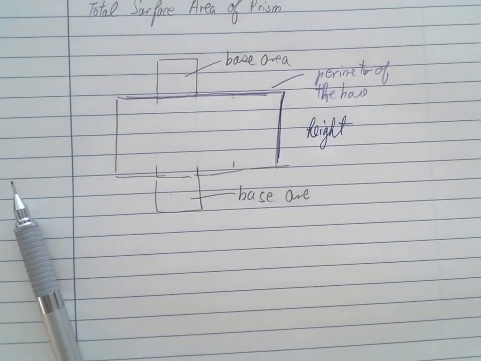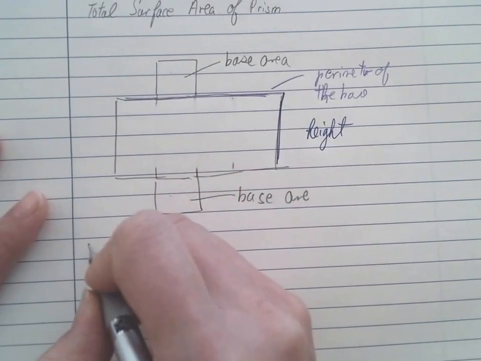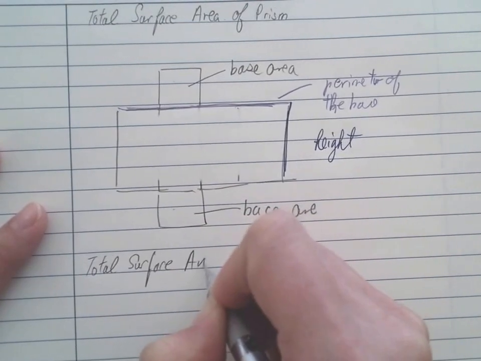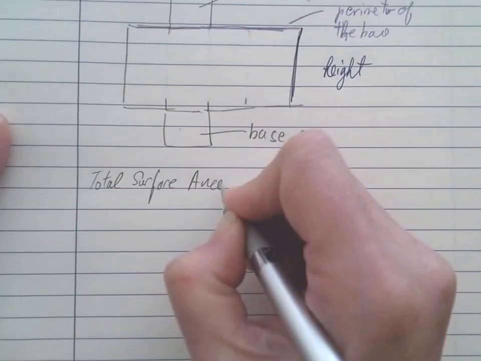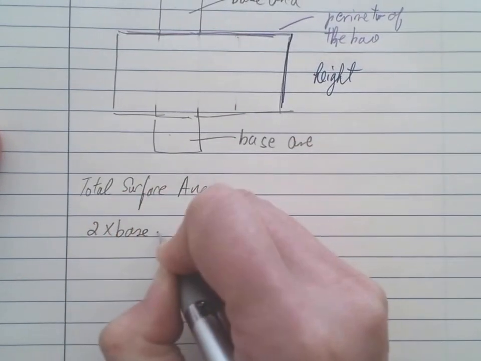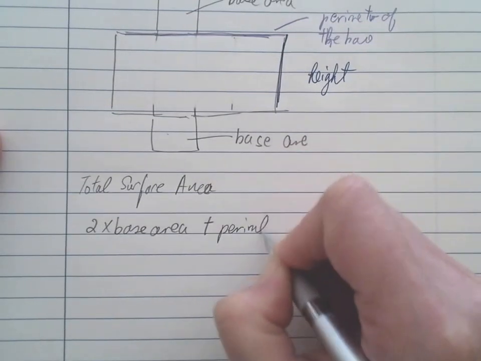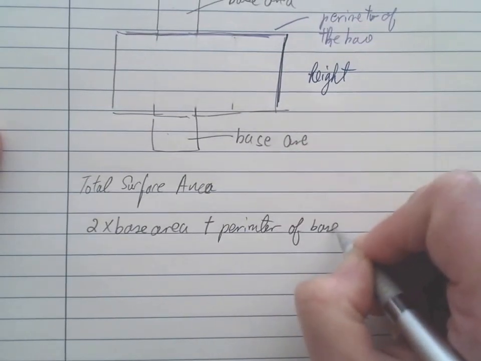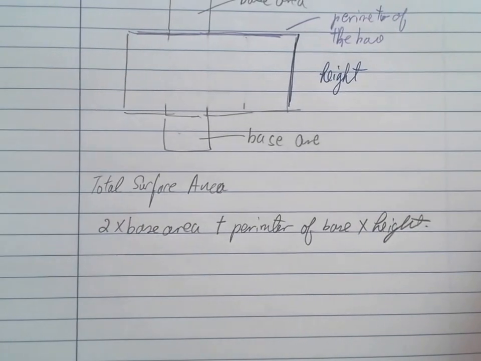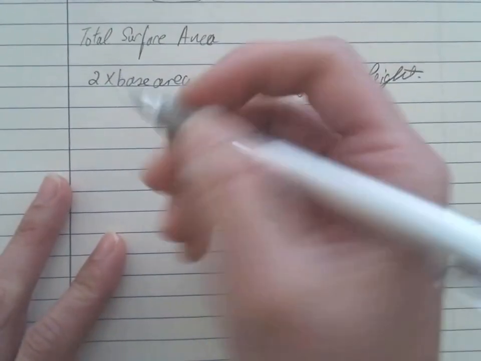So with that, we can give it a formula. The total surface area will be equal to 2 times the base area plus the perimeter of the base times the height. That's the theory, so we're going to move on to find an example of those.